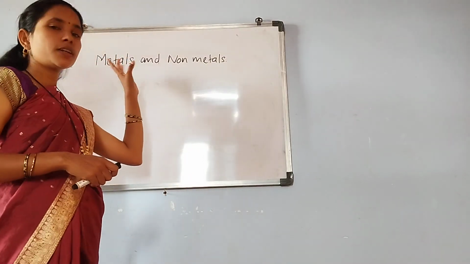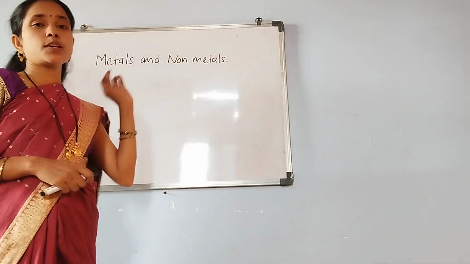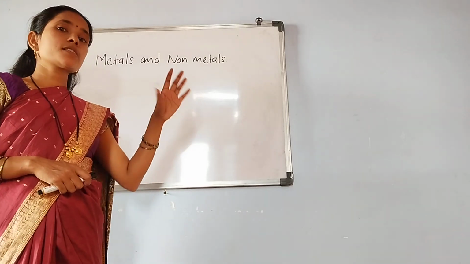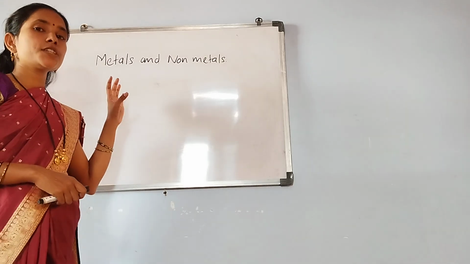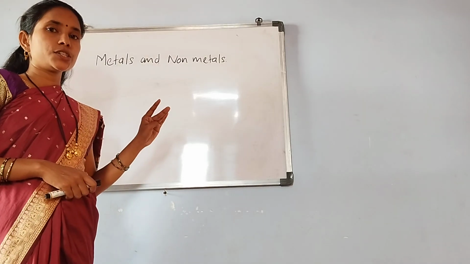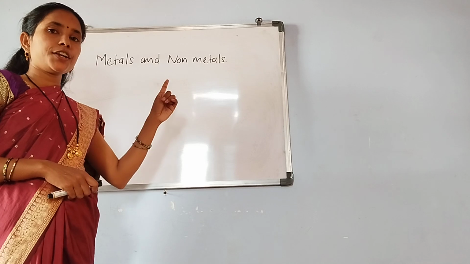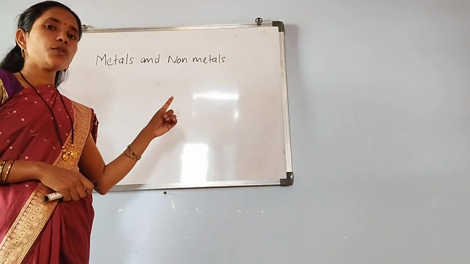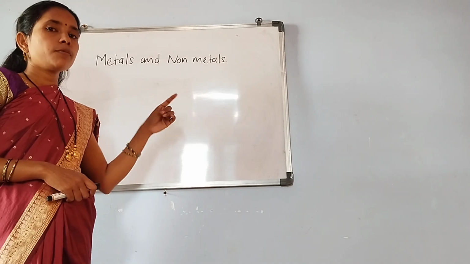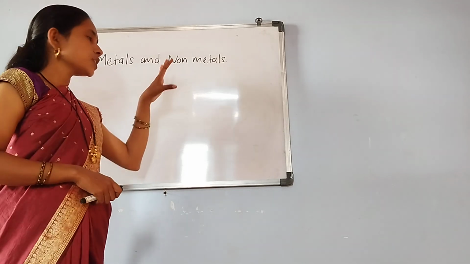I am doing the same lesson, that is metals and non-metals. Whatever we discussed yesterday, I'll just recap all the things. We covered metallurgy, which has 4 steps: crushing and grinding of ore, concentration of ore, extraction of metal from its ore, and refining of that ore to get a pure metal. So these are the 4 methods.